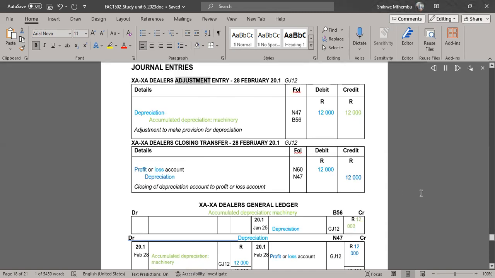XAXA Dealer's Adjustment Entry, 28 February 20.1, GJ12. Details, Folio, Debit, Credit.